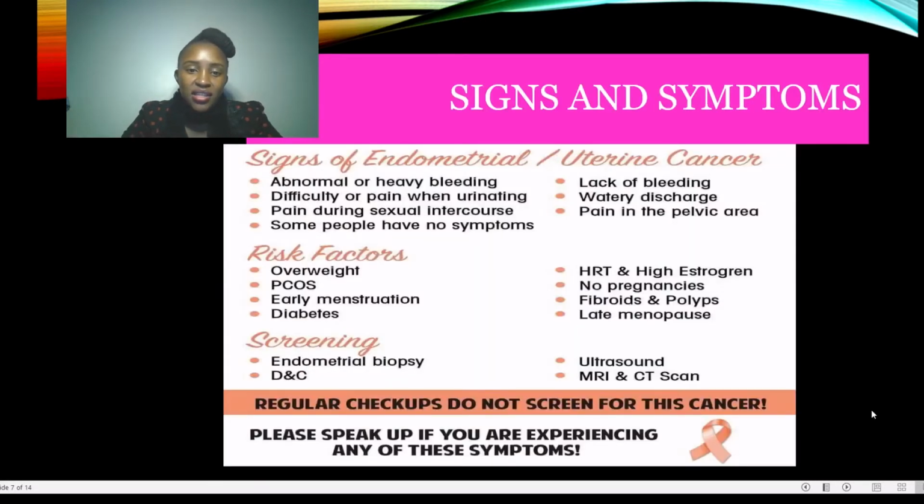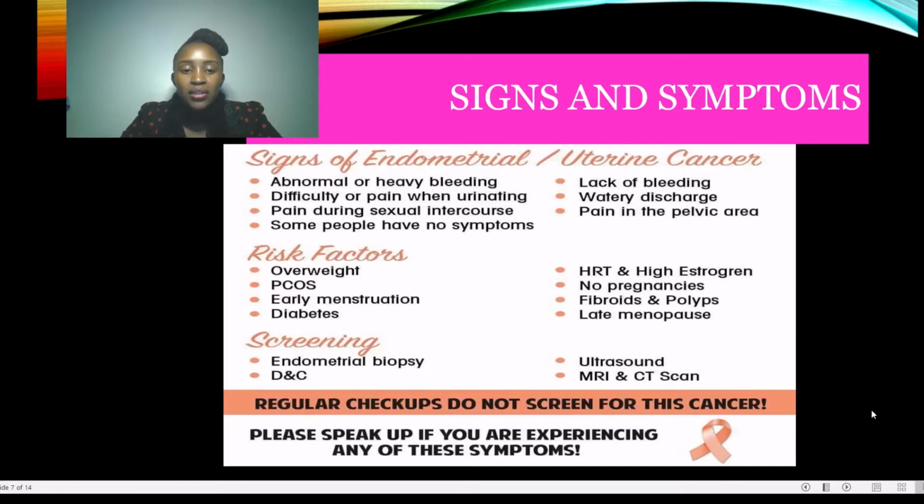The signs and symptoms of endometrial cancer include some of the following, but not exclusively. Signs include abnormal and heavy bleeding, that is heavy uterine bleeding, difficulty or pain while urinating, pain during sexual intercourse. Some people may have no symptoms at all. There may be lack of menses or lack of bleeding. There could be watery discharge that could be foul smelling or not, and then there is pain in the pelvic area.